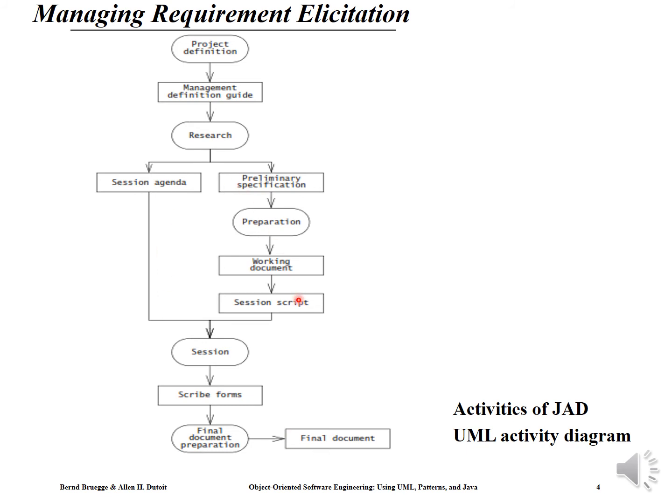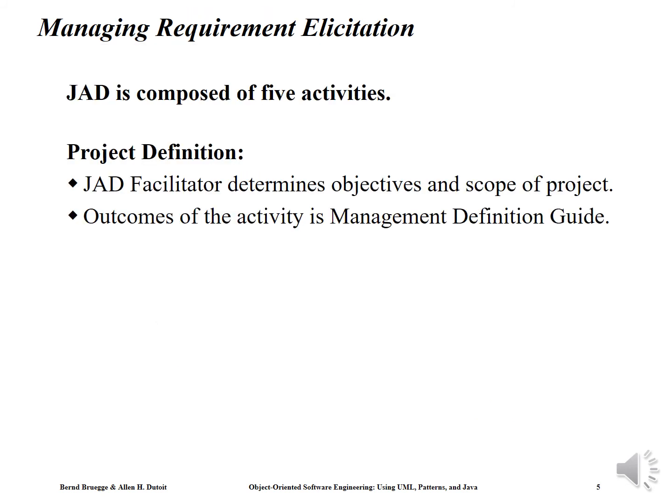So these are the activities of JAD represented with a UML activity diagram, in which the main activity is the session activity, and the activities prior to the session maximize its efficiency. JAD is composed of 5 activities. Project definition, we discussed it before. The outcome of it is the management definition.